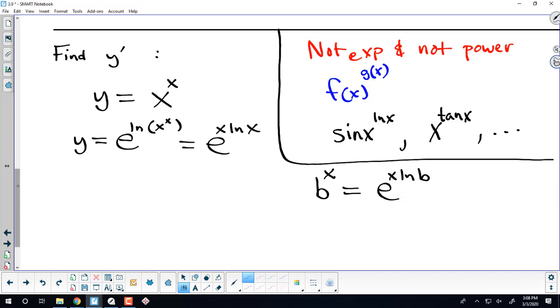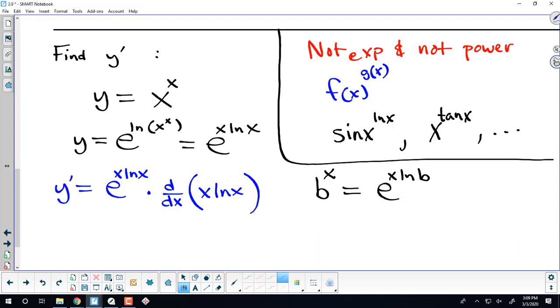Which now, if we look at it that way, it doesn't seem that terrible, because now we're just having to take the derivative of e to a function power. So y prime, the derivative of e to any functional power, is still e to that power times the derivative of the power. So we can totally compute the derivative of x to the x by rewriting it as e to that power first. We've got a chain rule, and then out of that chain rule comes a product rule.